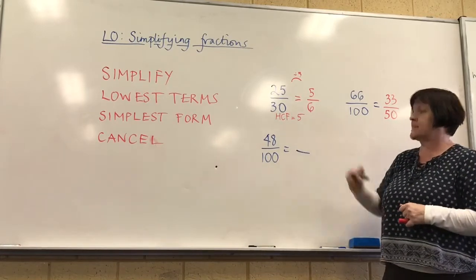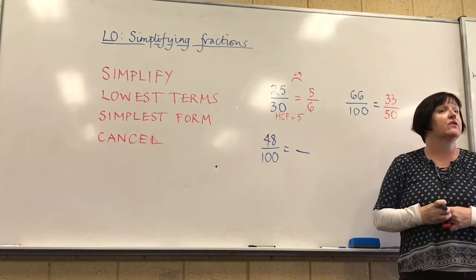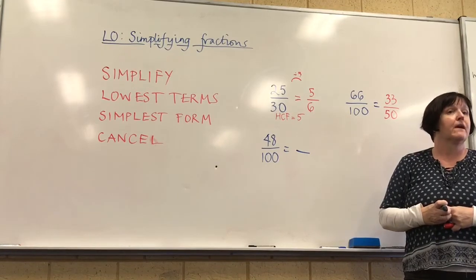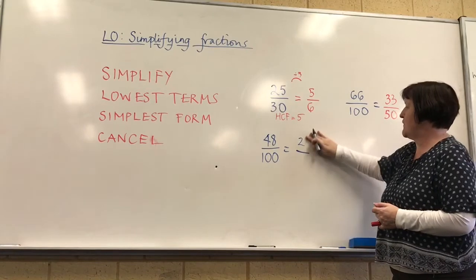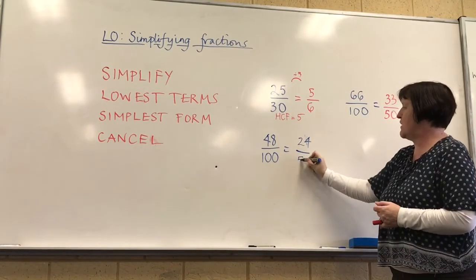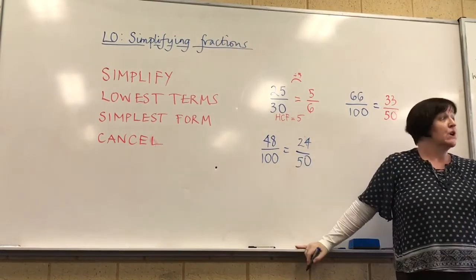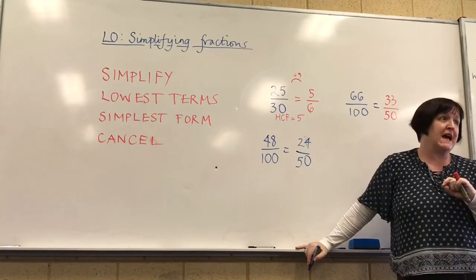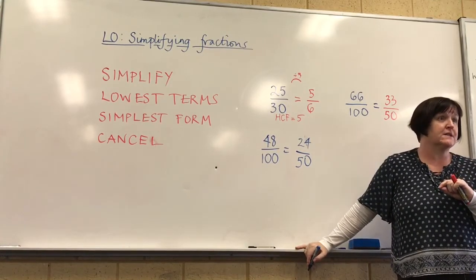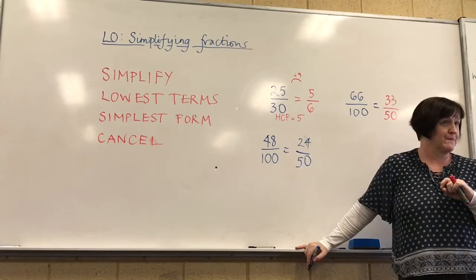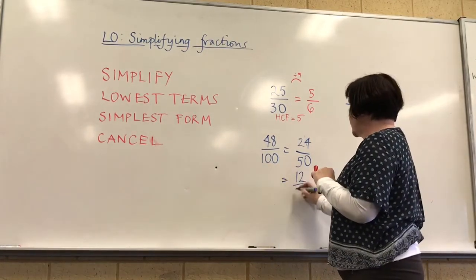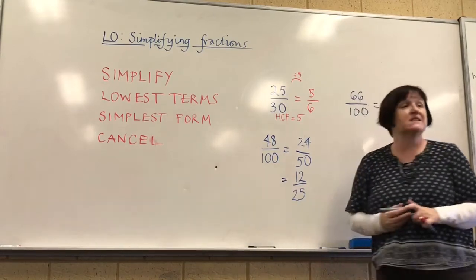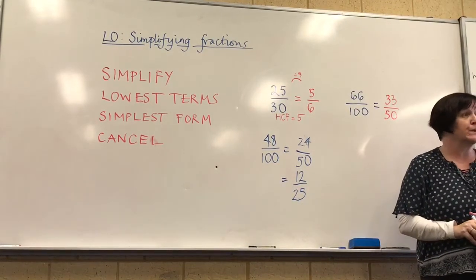So what would that cancel to, Talon? Just like the first step, like half. Yeah, just the first step. 24 over 50. Now, do 24 and 50 have any common factors? 12 and 25. Well done, that's right. So that cancels to 12 over 25 because they both also divide by 2.